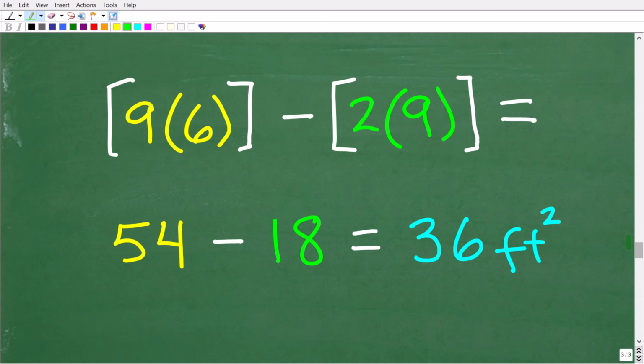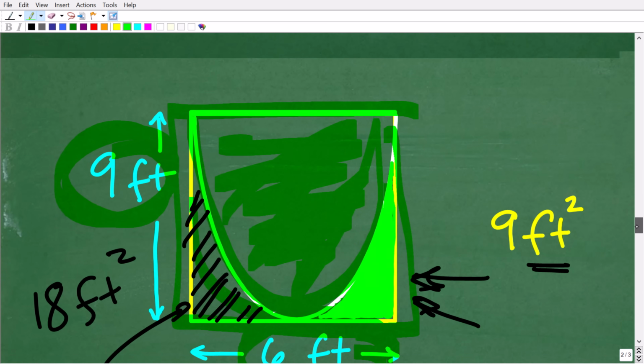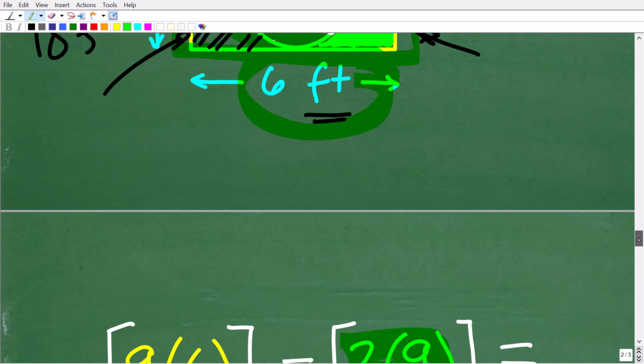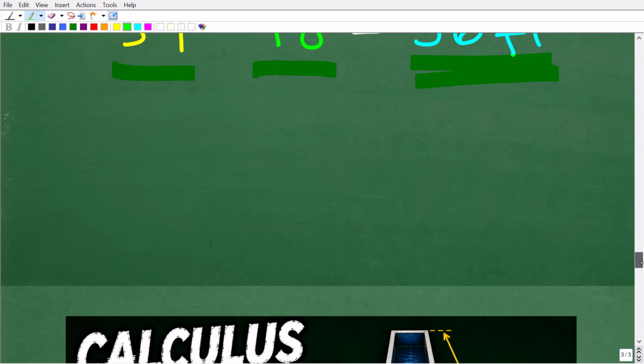So 9 times 6 will give us the area of that rectangle, so that's going to be 54. And then remember, our curved section was 9 feet squared, but we need to double that to get the total area, so that's going to be 18. So 54 minus 18 is going to be 36 feet squared. That is the area of this right here, the cross section of the pool. Okay, so we are almost there to getting the final answer.